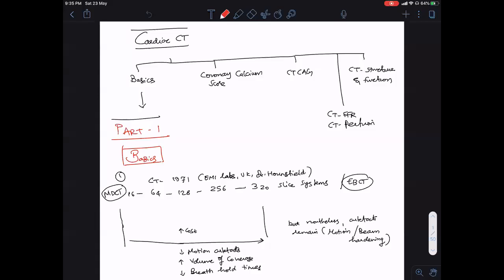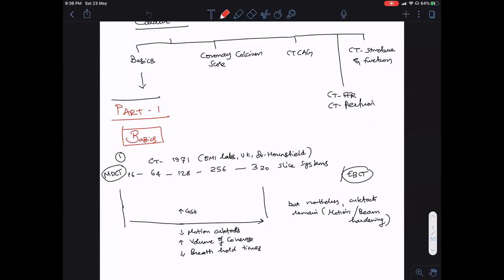CT. We'll start with some basics, just very briefly, and then move on to coronary calcium score, CT coronary angiogram, and its various uses. The newer modalities, that is CT FFR and CT perfusion imaging. And then we'll end with a brief discussion on CT in cardiac structure, especially in the TAVI era. So I think each of these could be a potential question.